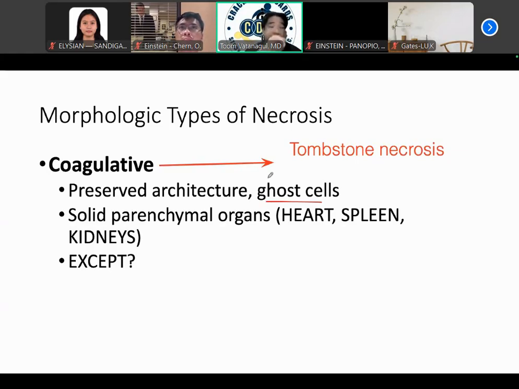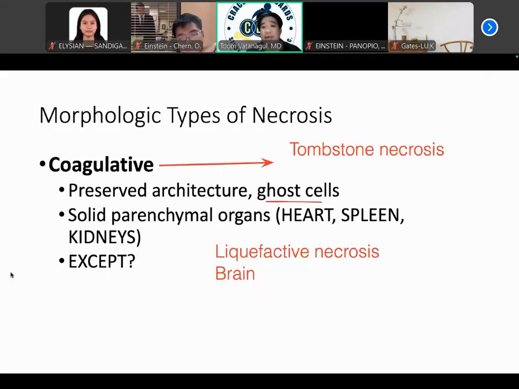So when there is an infarct of these solid parenchymal organs, it is associated with coagulative necrosis. Question: what is the solid parenchymal organ that, when infarcted, does not undergo coagulative necrosis? Instead, it undergoes liquefactive necrosis. It is the brain. The brain undergoes liquefactive necrosis.